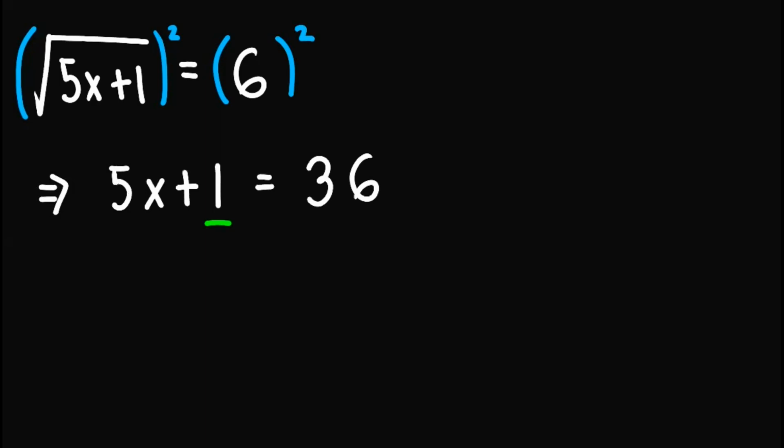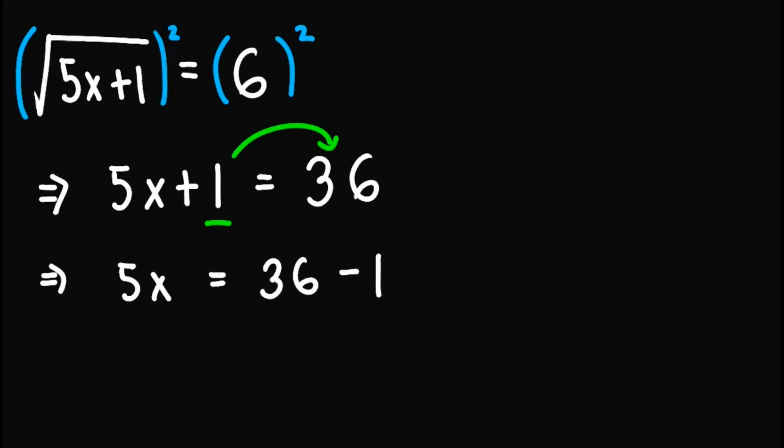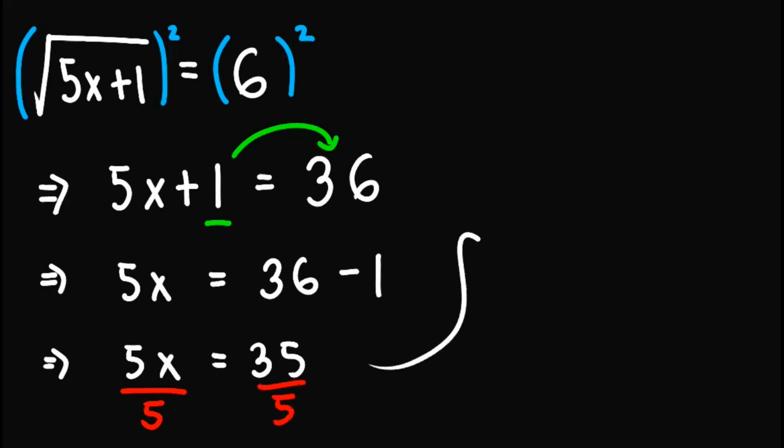So what we can do is move this to the right side. So we will have 5x equals 36 minus 1. This simplifies to 5x equals 35. And then we can divide both sides by 5 to obtain x equals 35 over 5, which is 7. And this one out here is the answer.